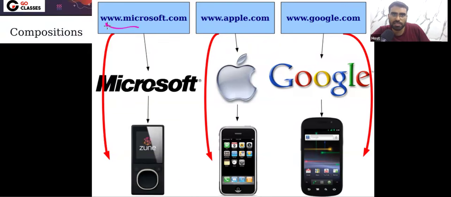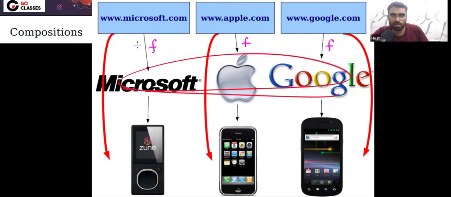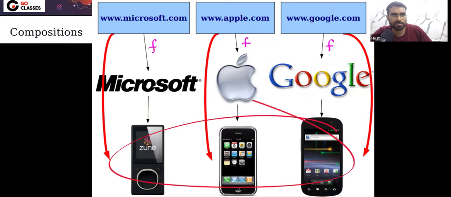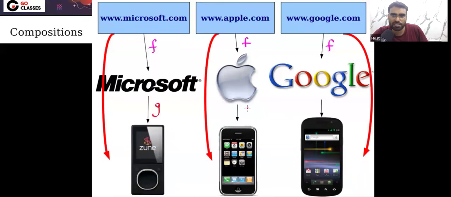Notice this. This is a function from website to company name. Let me call this first function f. Yes or no? Now, this is another function or not? From company name to mobile. Let me call this function g. Now tell me, transitively, can I create a new function h? Yes or no?